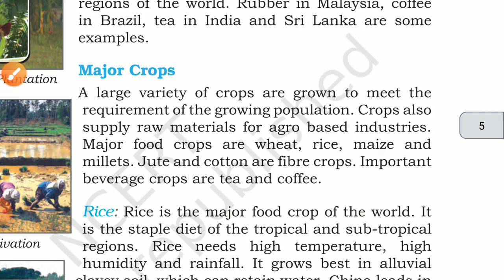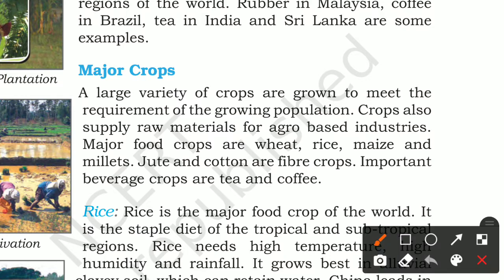Major crops. So what are the major crops? We will talk about major crops like rice, maize, other grains, and pulses. A large variety of crops are grown to meet the requirement of the growing population. It is very important, as you know, about the green revolution of India in 1961, 1962, when we were suffering from famine. The green revolution was the best way; at that time India grew a very large amount of grains.